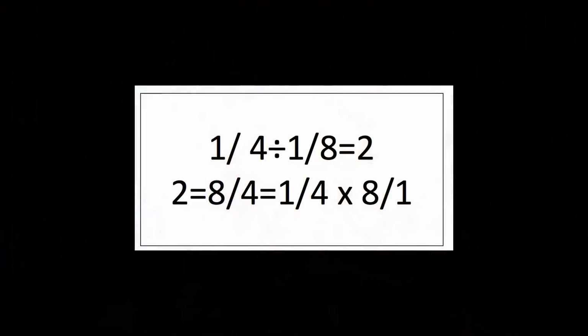Let's take a closer look at this problem. How did we get 2? If we take a piece smaller than 1 and break it into even smaller pieces, we're going to get more pieces than we started with. 2 equals 8 divided by 4. By working backwards, we can see what has happened. To divide fractions, leave the first fraction the same, change division to multiplication, and flip or take the reciprocal of the second fraction, then multiply.